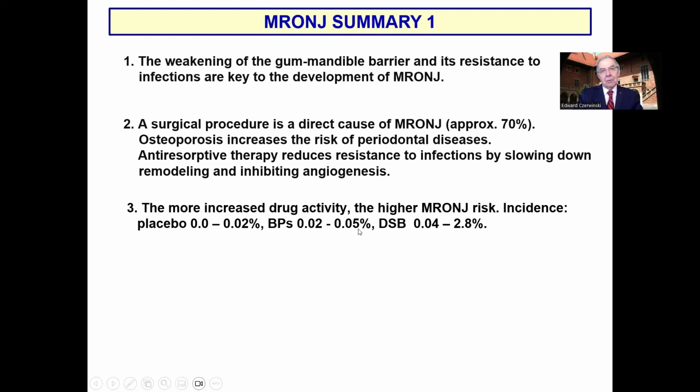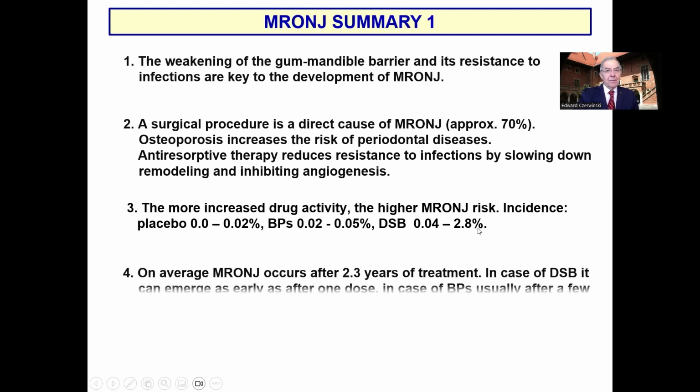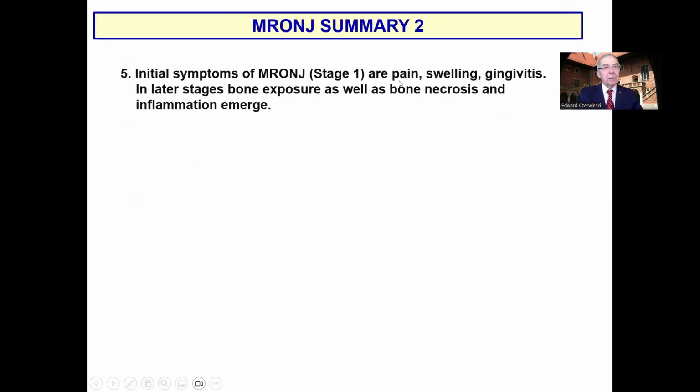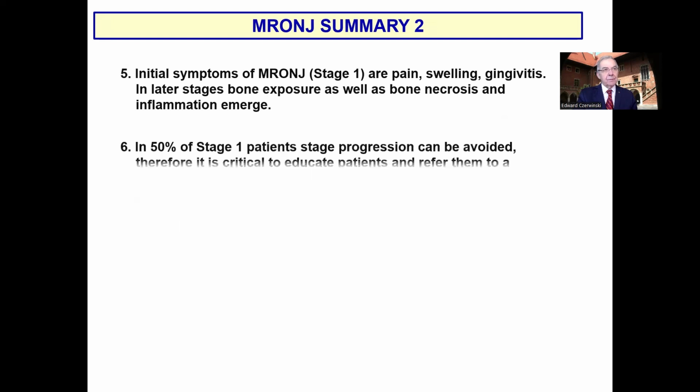Incidence is 0.02% for placebo, bisphosphonates up to 0.05%, denosumab 2.8%. Average time of occurrence is 2.3 years, but in case of denosumab, it's very, very early, even after the first dose. And the incidence increases with age. Initial symptoms in stage 1 are pain, swelling, conjunctivitis, heavy jaw, and so we refer to the dentist, it is not our business. 50% of stage 1 recover, so the education of the patient is crucial.